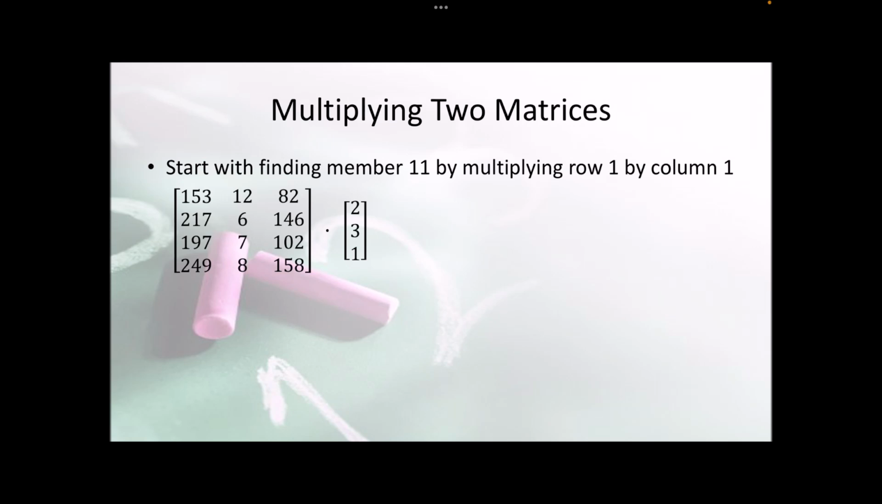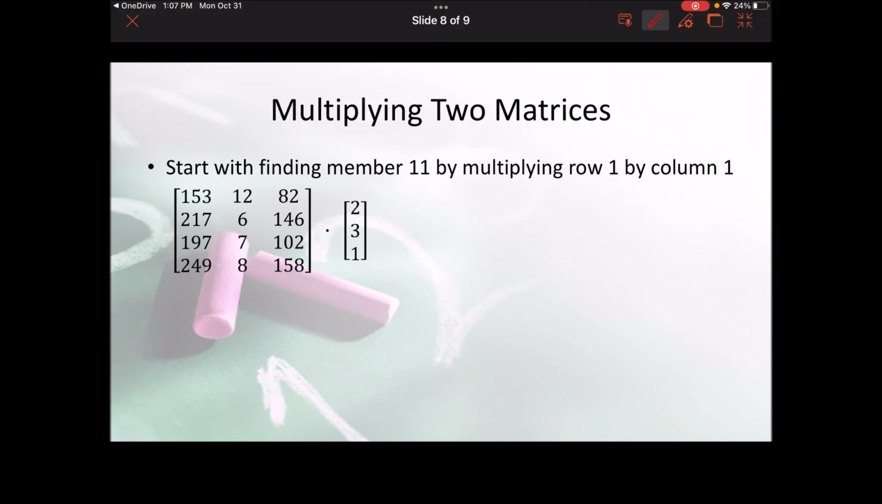Here we have a 4 by 3, and I'm multiplying by a 3 by 1. Since I have a 4 by 3 that I'm multiplying by a 3 by 1 matrix, since the number of columns in my first matrix equals the number of rows in my second matrix, I can multiply them, and I'm going to have a 4 by 1 matrix as my final answer.